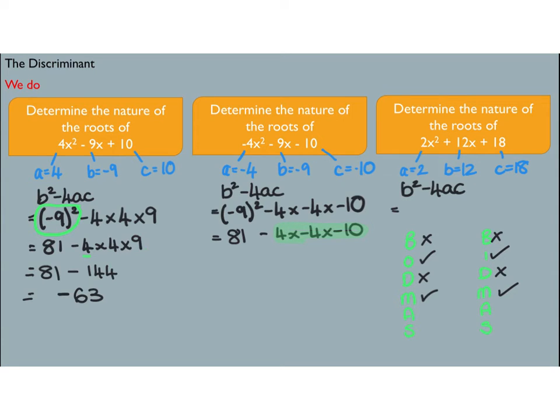Okay, so I'm just going to start off by writing 81 take away. Okay, so I'm just going to look at this green bit, alright? So it's got 2 negative numbers in there. Those 2 negatives together will make a positive. Okay, so we're going to get a positive answer for this green bit. I'm going to start from the back. 10 times 4 is 40. Times it by 4 again is 160.